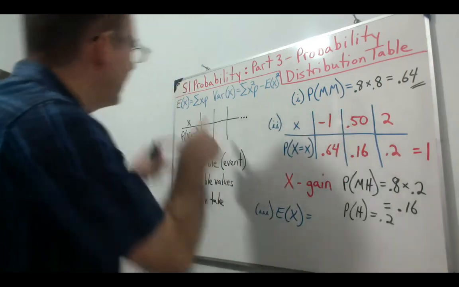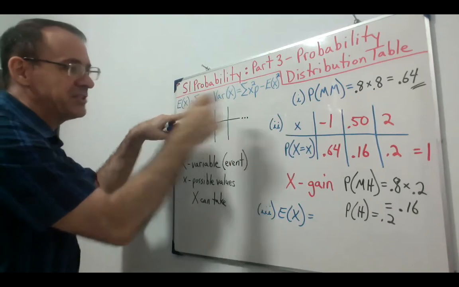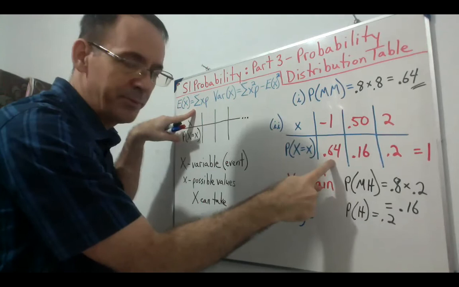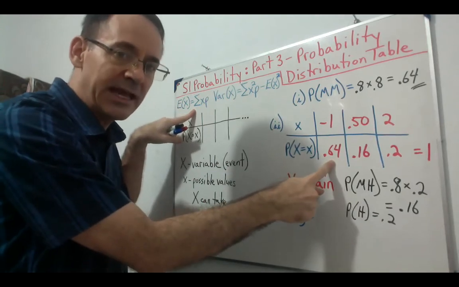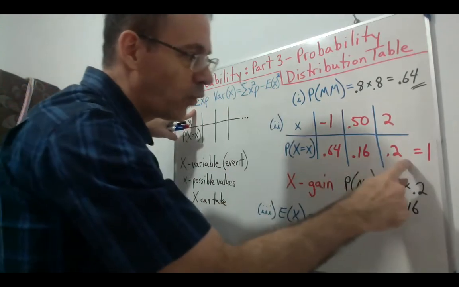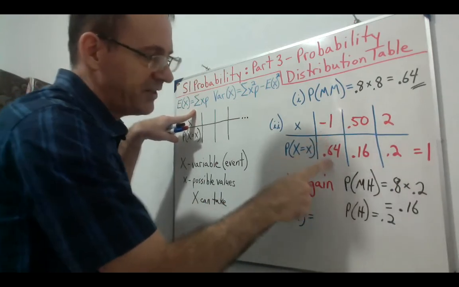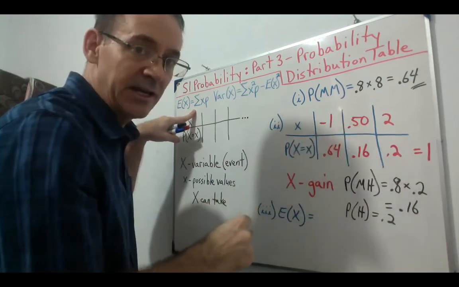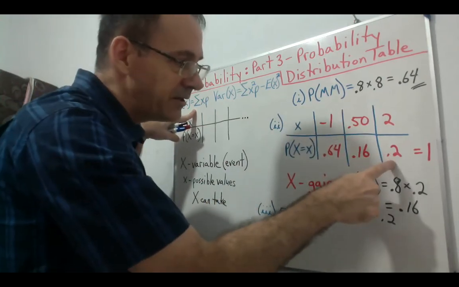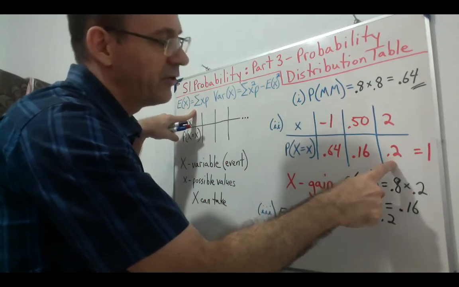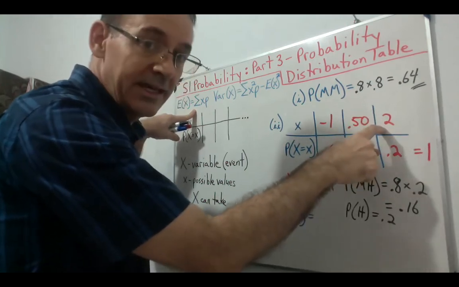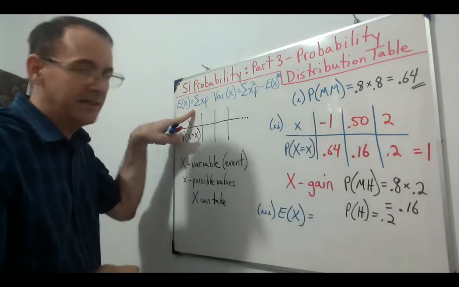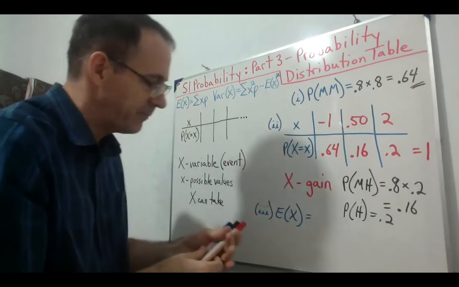To find that, we take the sum of each specific outcome times its probability. Again, the probability is basically functioning as a frequency. If you have 100 games played, in 64 games you're going to lose $1, in 16 games you're going to hit it on the second try, and in 20 games you're going to hit it the first time. So it's basically like a frequency table. So we sum that up.